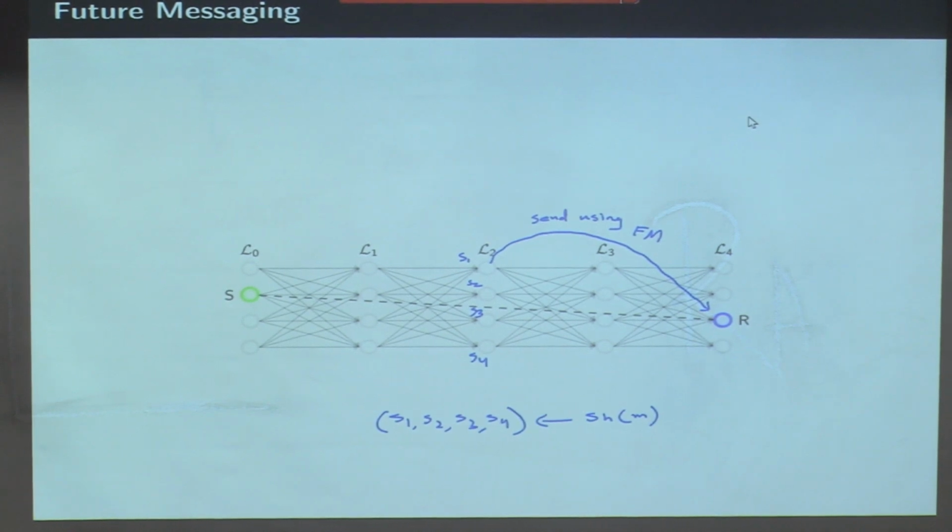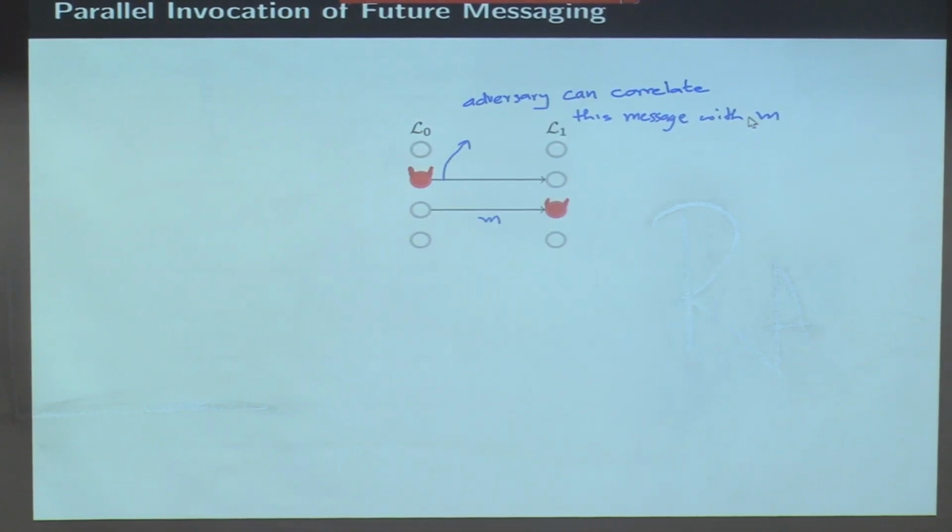Okay, until this point. So what are the issues this would cause? Let's consider the question of parallel communication in the usual model. This is what we would think of as rushing. Suppose there are two parties in layer 0 and two parties in layer 1, and one of them is corrupted here and one of them is corrupted here. Then the message that this party sends can be correlated with the message that this party sends. So this is basically rushing.